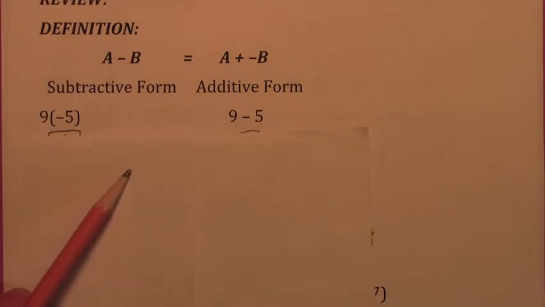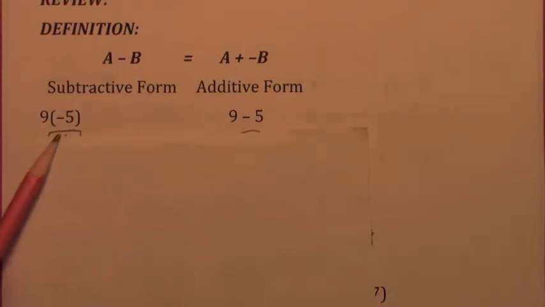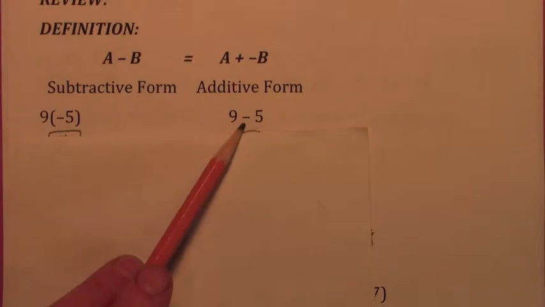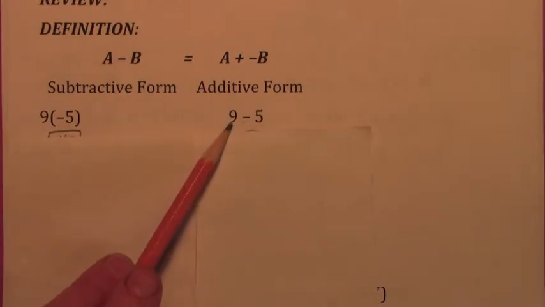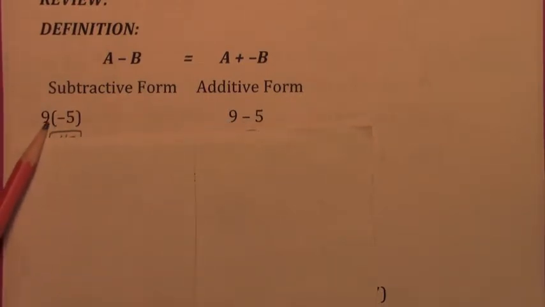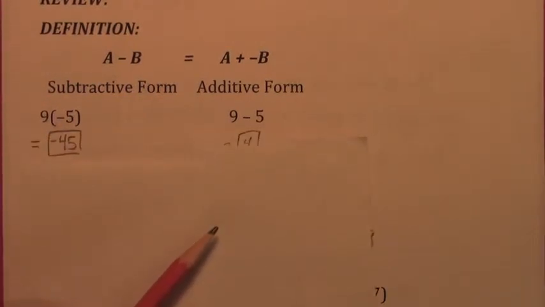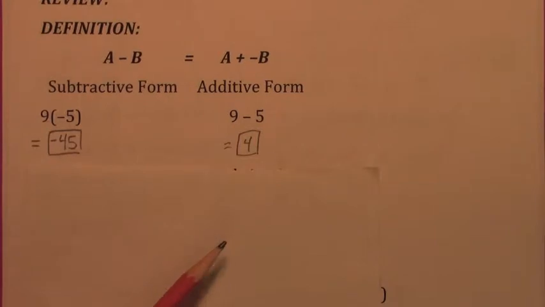When is it a subtraction symbol? When is it an opposite sign? It's a subtraction when there's a number or an expression in front. It's an opposite sign if there's an operation in front or nothing in front of it, right? So this is 9 times negative 5, and this is 9 minus 5.